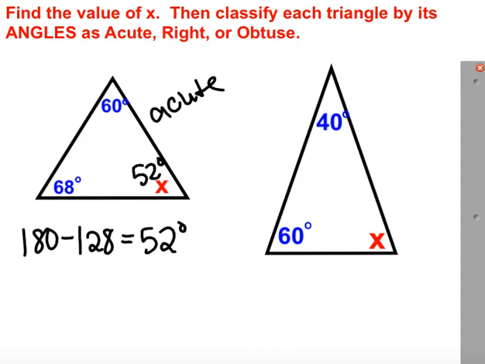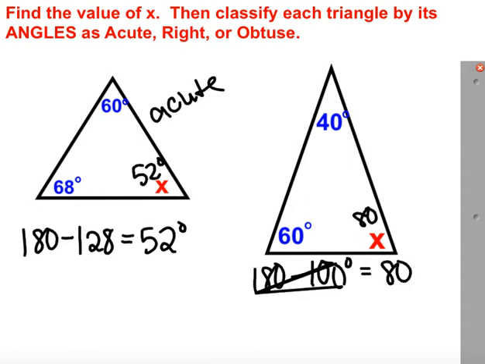And then we look at my other one, 40, 60, and something. Well, 100 degrees has already been taken up out of 180, so we have 80 degrees left, which means this is also an acute triangle. Okay?